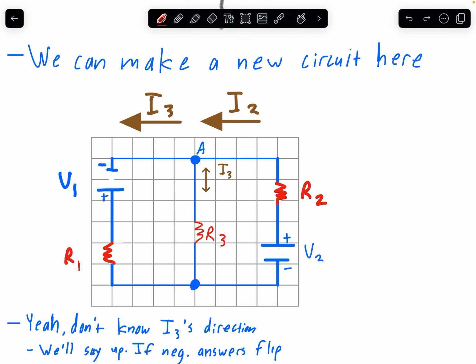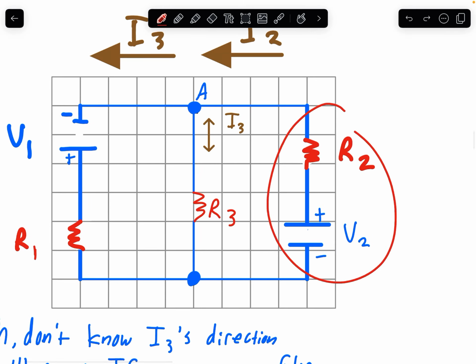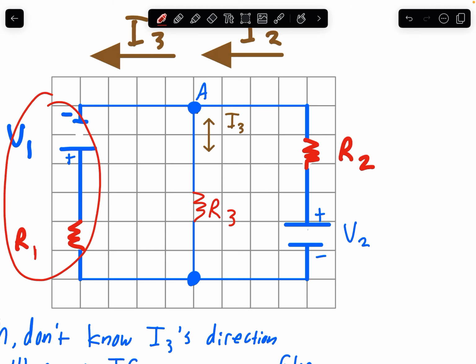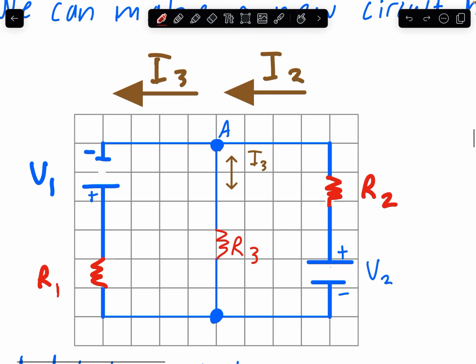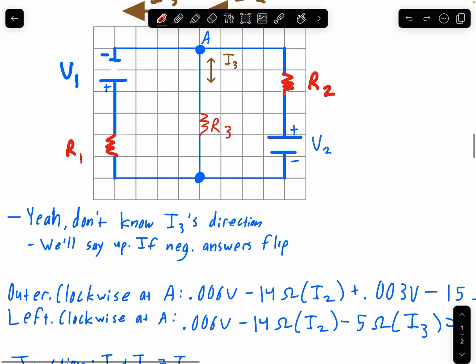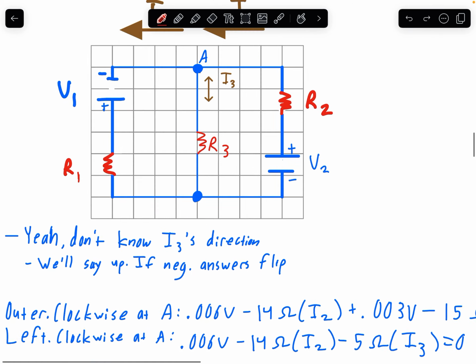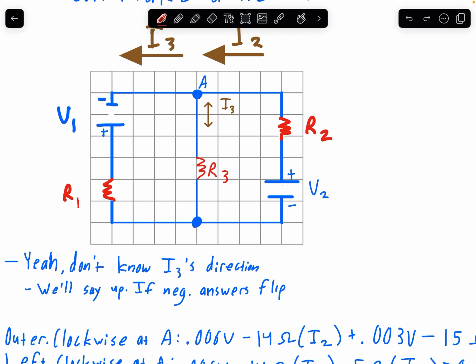Okay, so now we can make a new circuit. Just hang with me. I split the metal bars into two parts, just for understanding's sake. So here's our bar 1 with its voltage source and resistance, and here's our bar 2 with its voltage source and resistance. Again, we know that the outer loop's current direction is counterclockwise, so that's everything on the outside covered. Then we have our R3 resistance in the middle, and we don't know which direction I3 is headed in. So we'll say up for now, and if we get a negative answer for our current, then we need to flip it to the downwards direction.